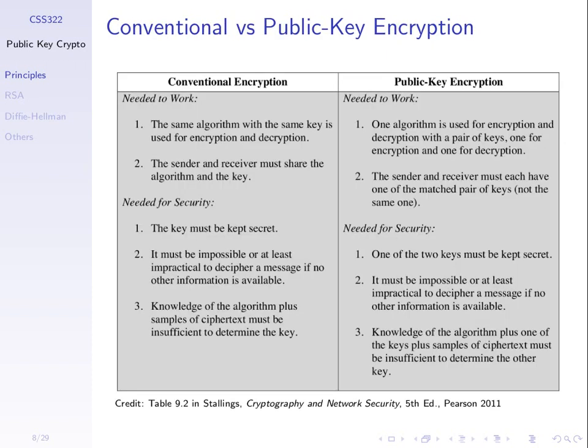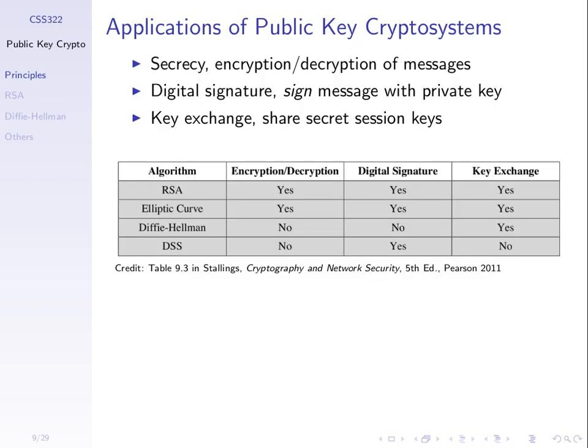I think that's all we need to say. That compares conventional or symmetric key cryptography and public key cryptography. There are different algorithms for public key crypto systems. RSA we've gone through. Diffie-Hellman will go through after the midterm. There are others as well, elliptic curve cryptography, digital signature standard, which we'll not go through, but there are others that are possible.